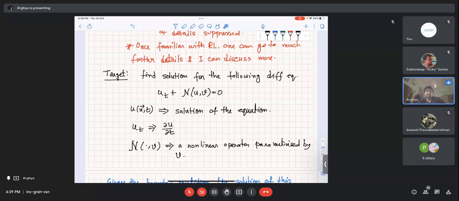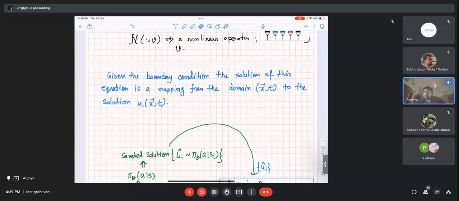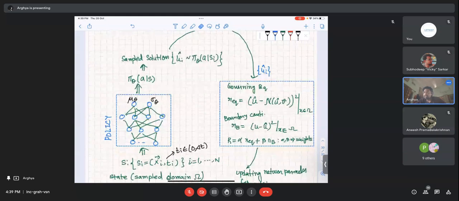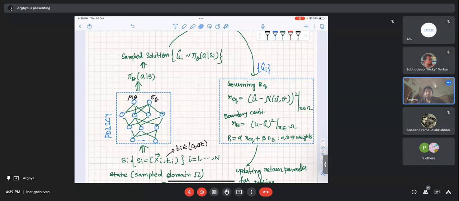You can think of ∂u/∂t plus some derivative with respect to x, and all these things are physical. Now, to solve the differential equation, you also need boundary conditions or initial conditions. Then what you can do is take the following set of steps.